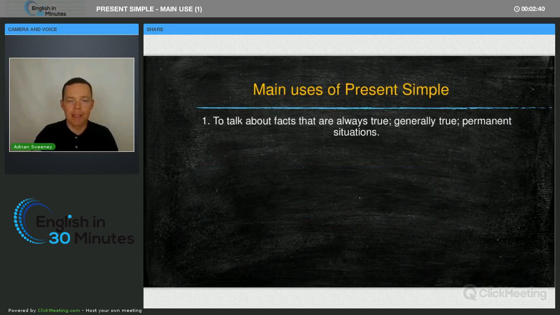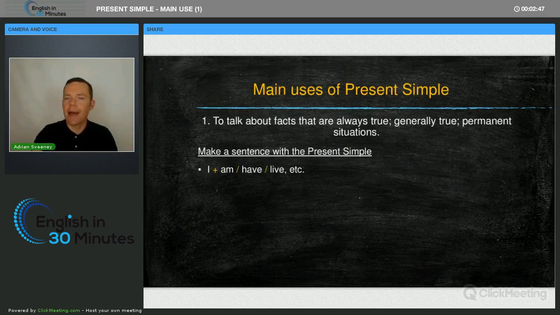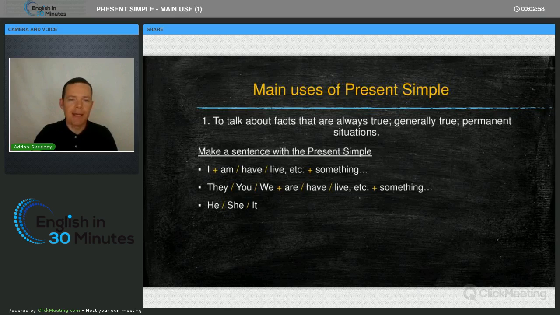Now it's your turn to make a sentence with the present simple. I'll go through the form with you first. It begins with I, then am or have or live, for example, and then the rest of the sentence. Or they, you, we, again with are or have or live, and then the rest of the sentence. And then with he or she, it's slightly different. He or she, it's with is, has, or lives. We add the S.